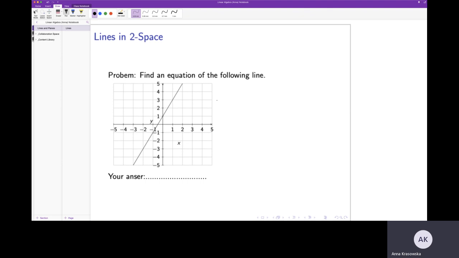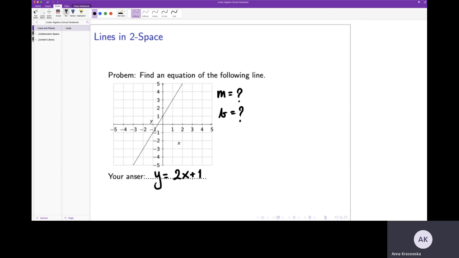You already know lines in two-dimensional space on the xy plane. Can you find the equation of the following line? Okay, so do you know what is slope? Do we know what is vertical intercept? I hope you can easily find this, and the answer should be y is equal to x plus 1. We are familiar with this already.